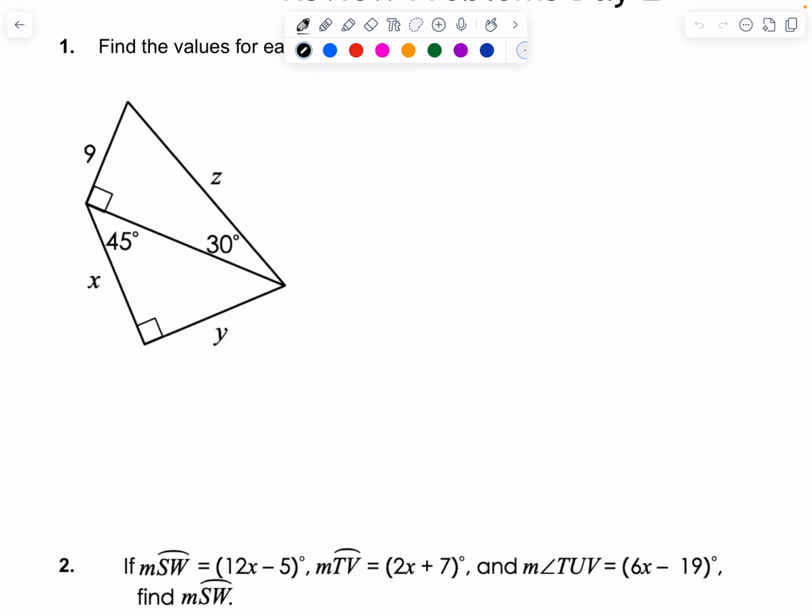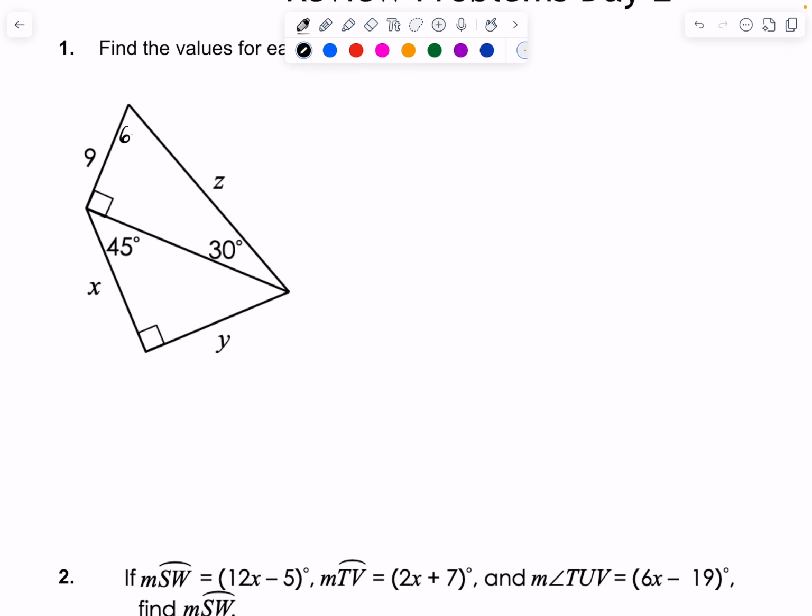So we've got some special right triangles. We got 30, 60, 90, and then 45, 45, 90. Now I do notice that they're giving me the side length that is across from the 30-degree angle. That's probably the most straightforward you'll see with the 30, 60, 90. So this z, which is across from the hypotenuse, is going to be that 9 times 2. So z is going to be 18 units.